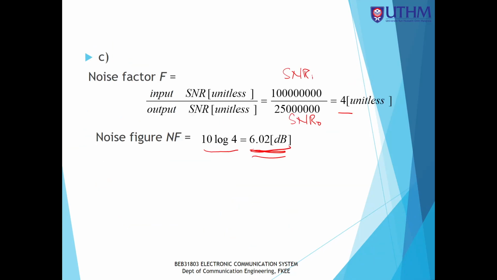Okay. So that's why di sini ada 25 million. So that's why you get 4. So 10 log of 4, you get 6.02 dB.